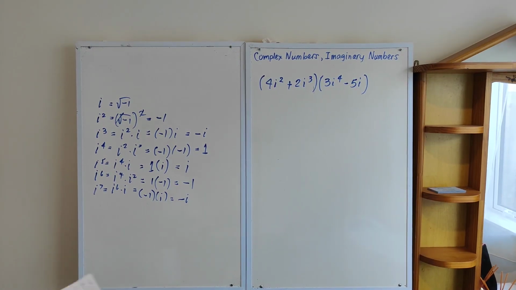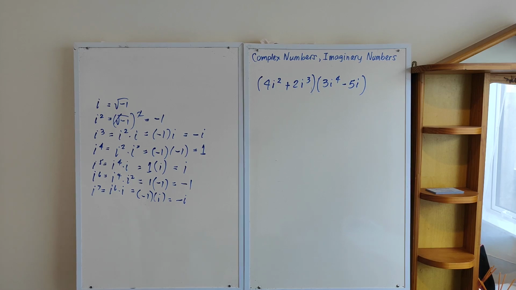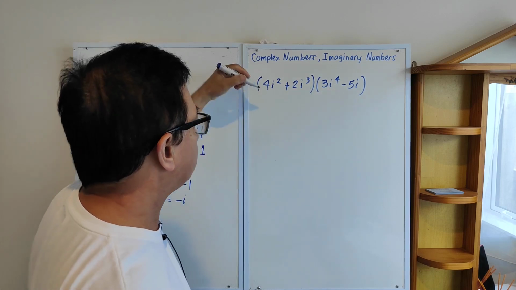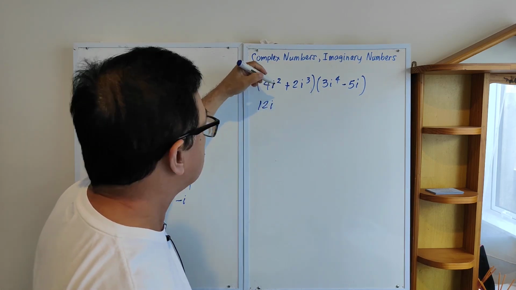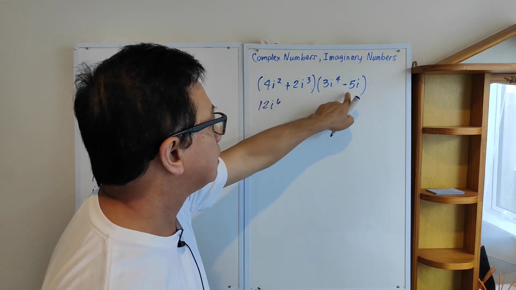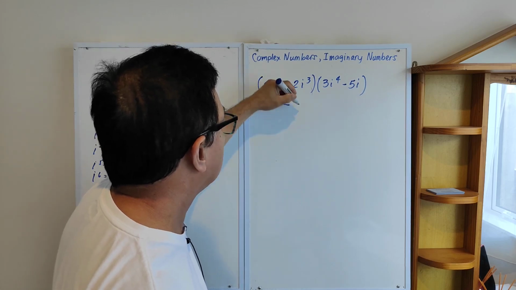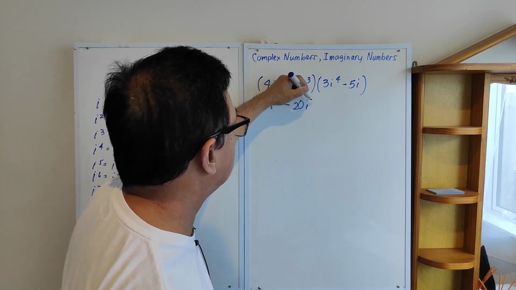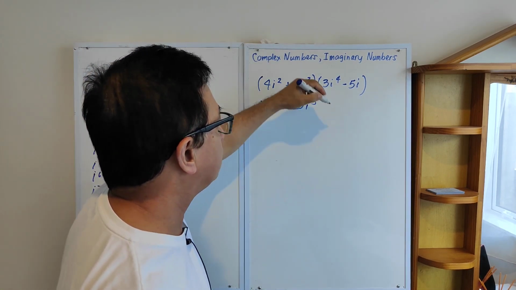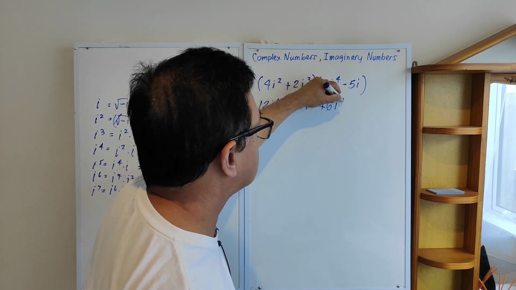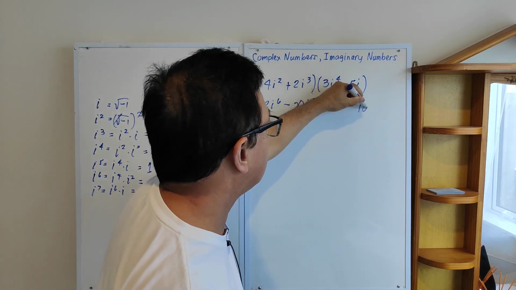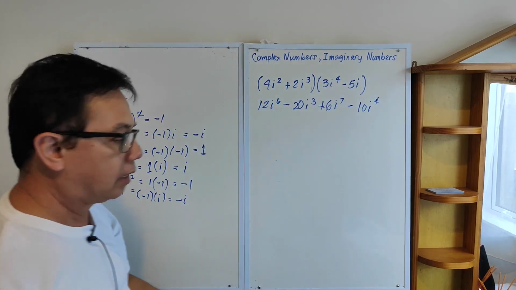Let us consider another example. Product of two binomials. So we will do first a FOIL. So 4i squared times 3i to the 4th will be 12i to the 6th. 4i squared times negative 5i would be negative 20i cubed. Then 2i cubed times 3i to the 4th would be 6i to the 7th. And then 2i cubed times negative 5i would be negative 10i to the 4th.